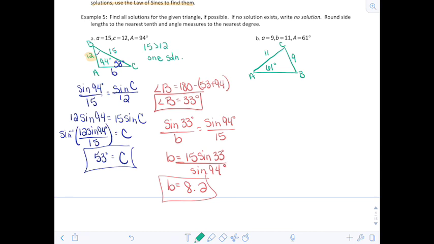I'm not sure. So I'm going to find the height of this and see where 9 measures up to the height. To find the height, I can use some right triangle trig here. The sine of 61 degrees would be the height over 11. So 11 times the sine of 61 degrees is equal to h. And in this case, the value is 9.6.